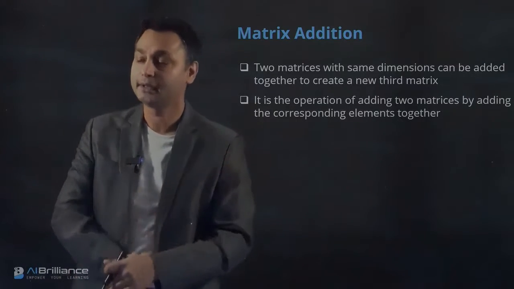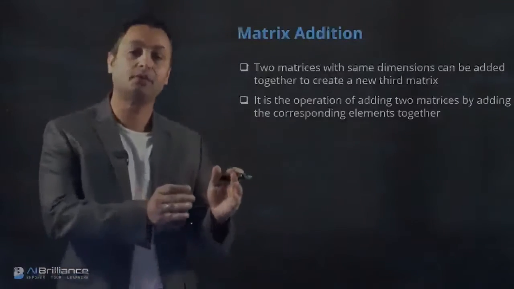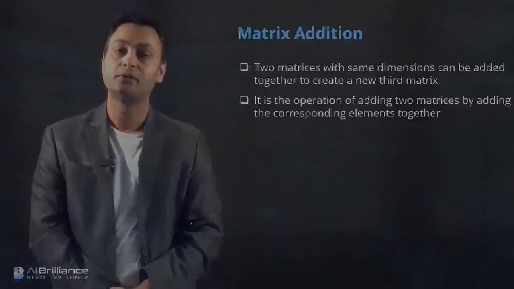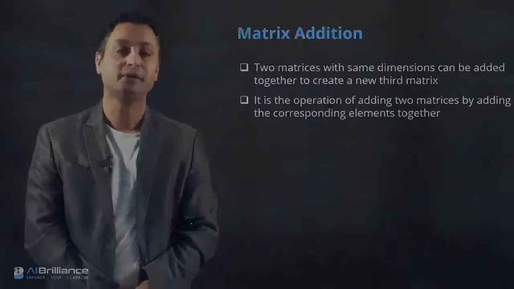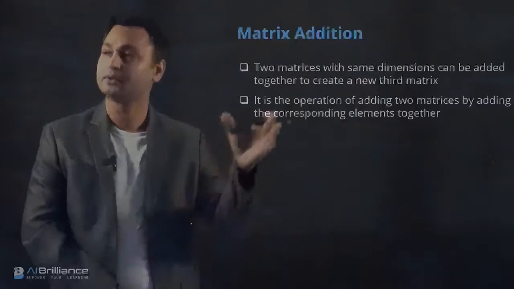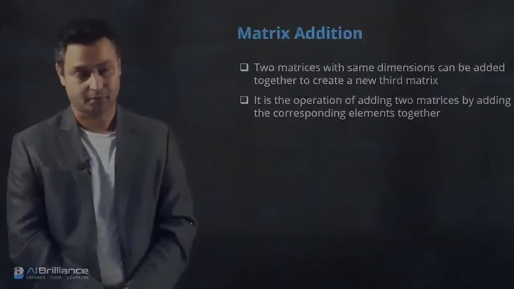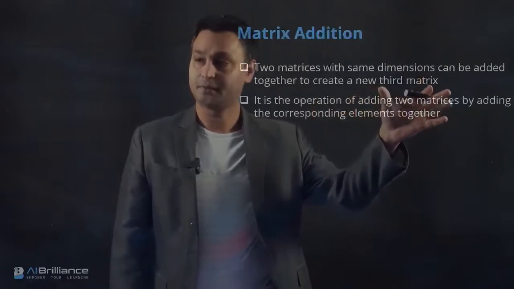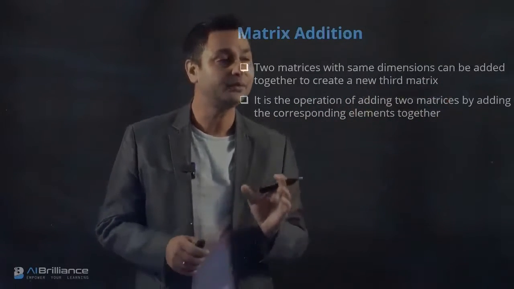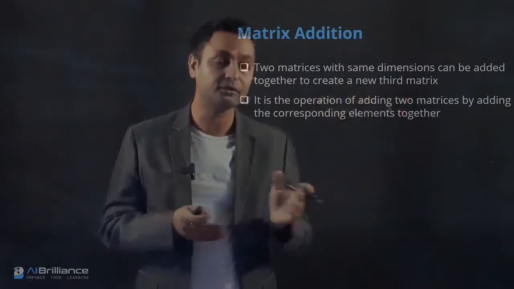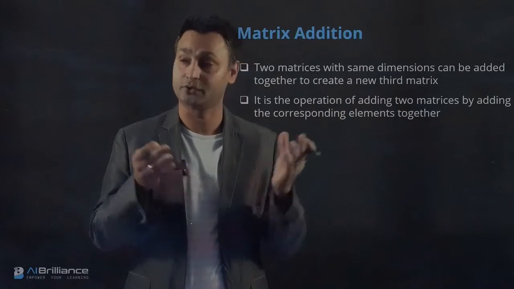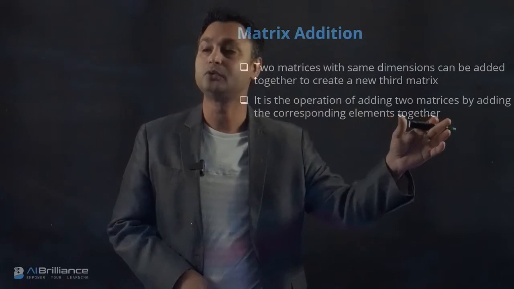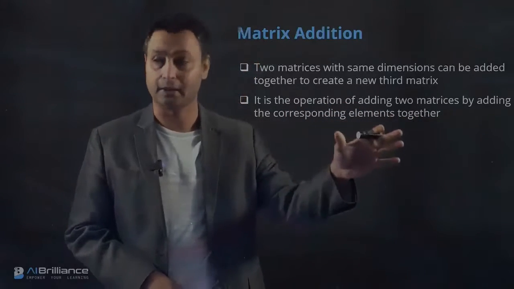Now let's move away from vectors to matrices and see some common operations that we can do on matrices. One operation that is widely used is matrix addition. It is only valid for matrices which have the same dimensions, and you can add them together to create a third matrix which is also of the same dimension as the first two. The idea is that you add the two matrices by adding the corresponding elements together.